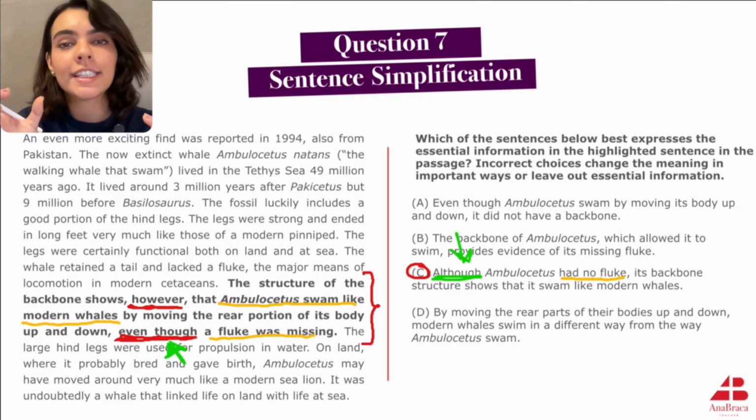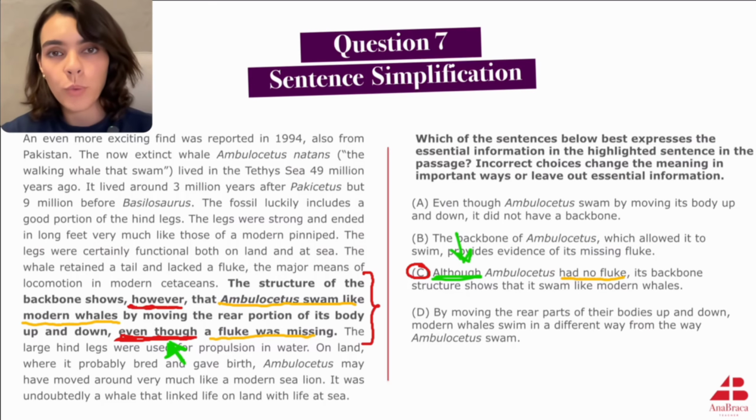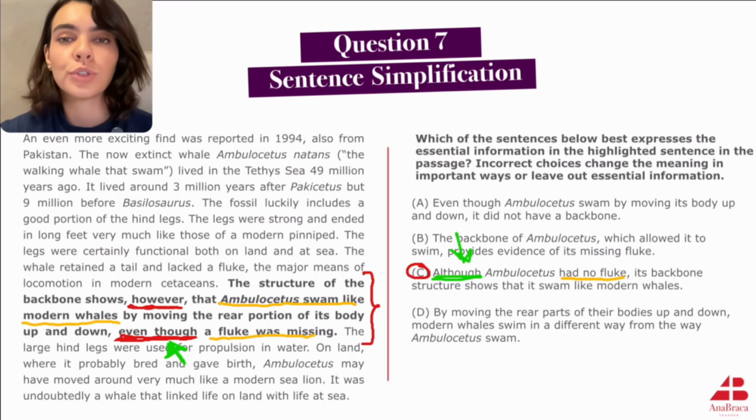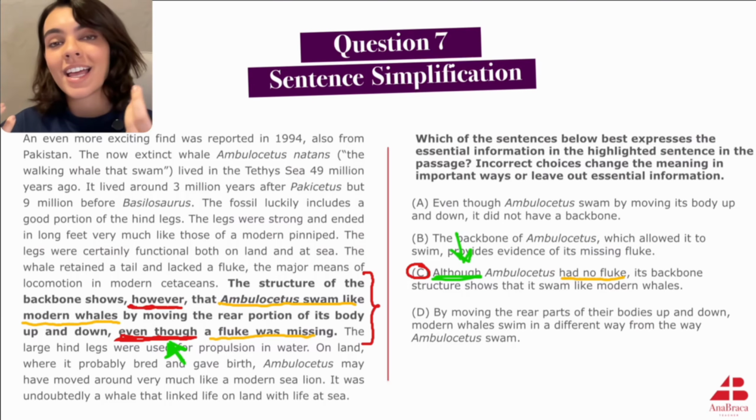Those two words have the same purpose in the grammar of English, which is to connect in a contradictory way, to show contrasts. So: even though something, something; although something, something. That is negative.